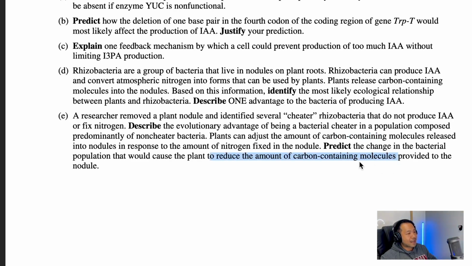Now, it's a predicted change in bacterial population that would cause the plants to reduce the amount of carbon-containing molecules. Now, this actually is a really silly question because they literally told you that if the amount, actually they don't tell you, so I guess you have to assume. If the amount of nitrogen that's in the nodule decreases, then presumably that's going to reduce the amount of carbon-containing molecules. I sort of explained that already, assuming it is pretty obvious that the amount of nitrogen being changed is going to be for the worse, and that is going to reduce the carbon-containing molecules. So that would be the evolutionary pathway that would allow that type of mechanism to regulate the amount of loss.